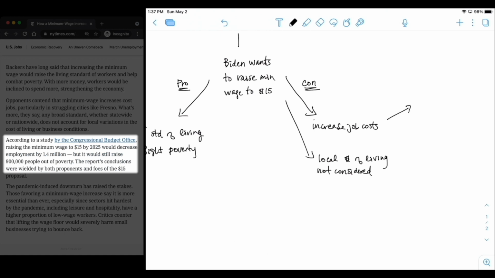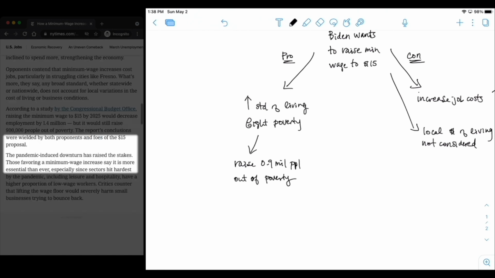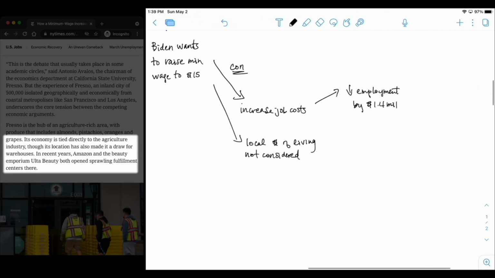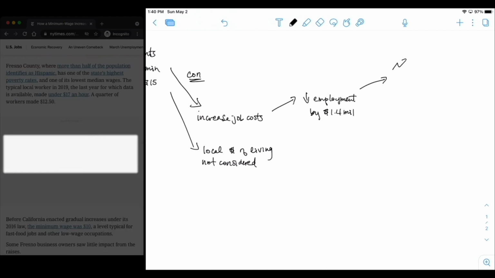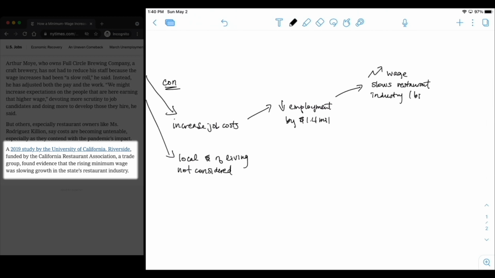Increasing the wage will lower employment by 1.4 million. But again, on the other side, it will raise 900,000 people out of poverty. Study shows increased wage slows restaurant industry growth, but this research is funded by the Restaurant Association, so you have to take that with a grain of salt.